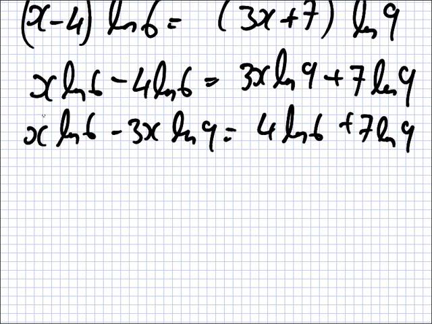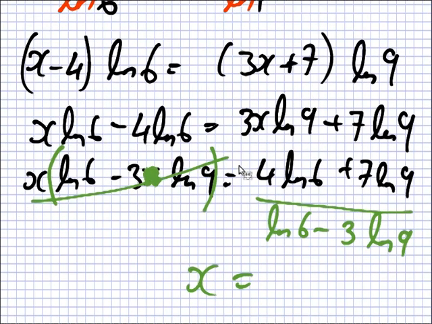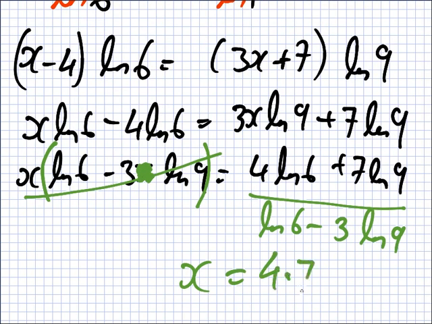Now, what can I take out on the left? I can take the x out on the left. So I get x times (log 6 minus 3 log 9). And then finally, what would I do? So I get x is that over that.